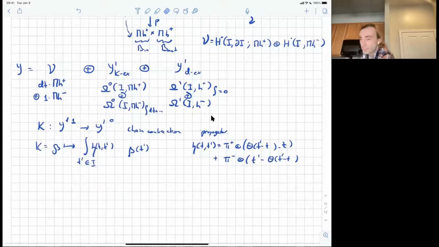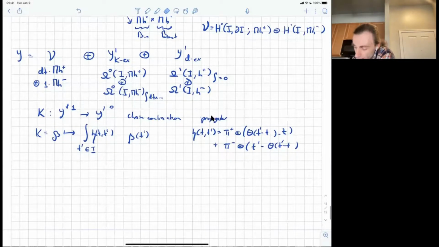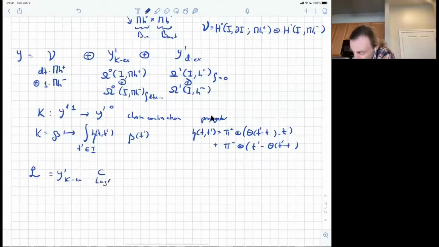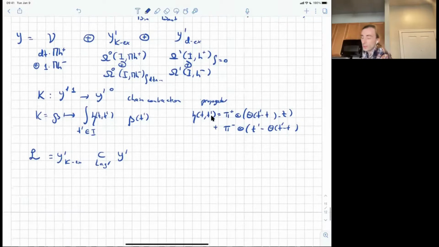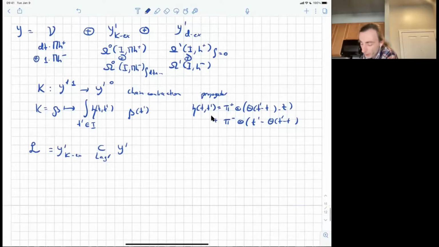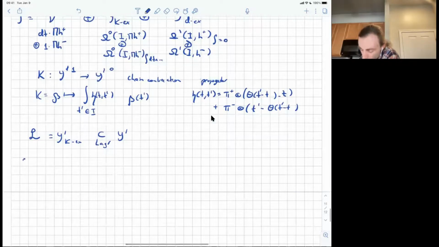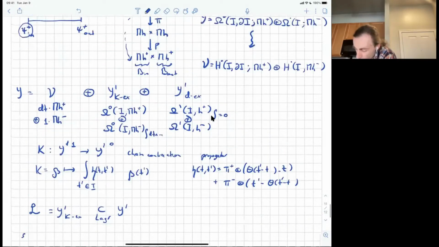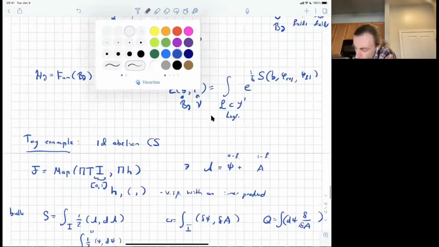So, then this gives us the gauge fixing. The Lagrangian over which we are going to integrate is exactly this Y prime K exact, and it's a Lagrangian inside Y prime, and this is the only choice of Lagrangian which gives a well-defined integral with non-degenerate quadratic form. Then you just do this exercise. So essentially you do exactly what was proposed in this formula.